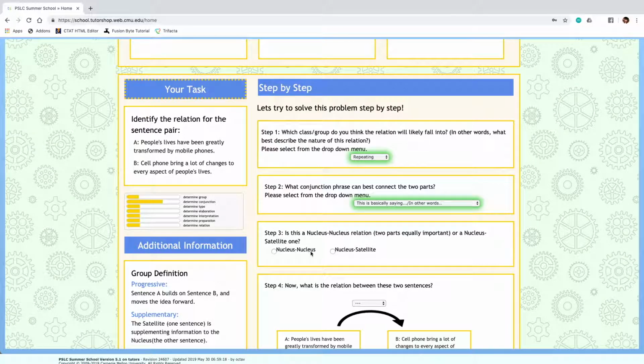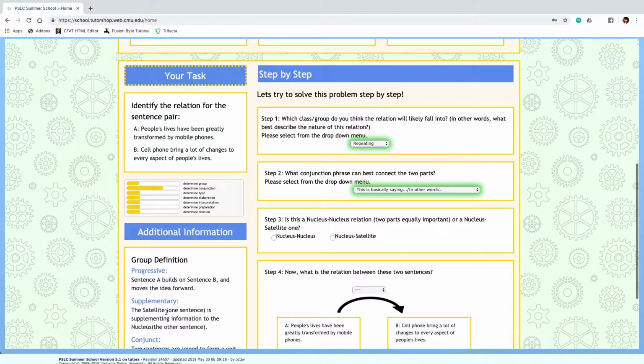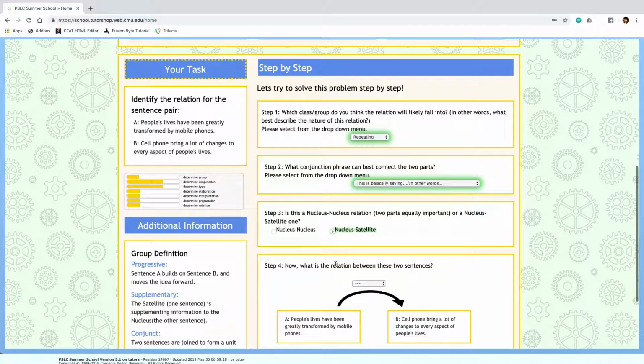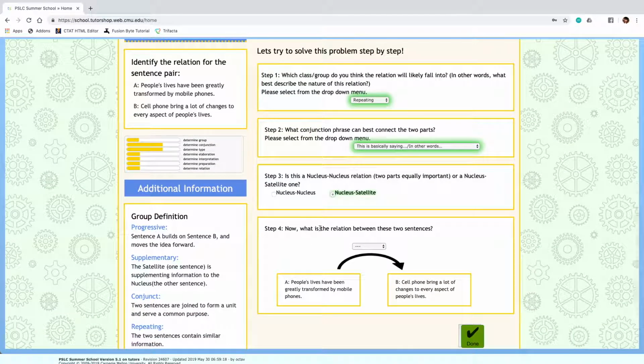Well, it's kind of tricky because the restatement has a multinuclear one and a nucleus-satellite one. Let's choose nucleus-satellite because we see it's sort of moving in progress. And now, what is the relation between these two sentences? So now you know it is restatement. And you see your skill was increased again.